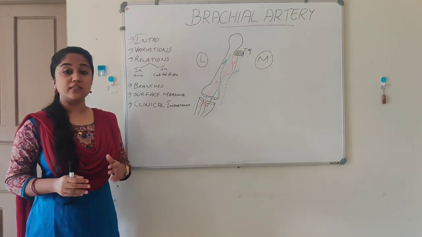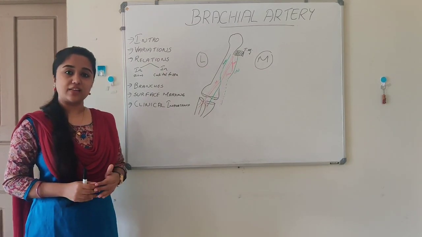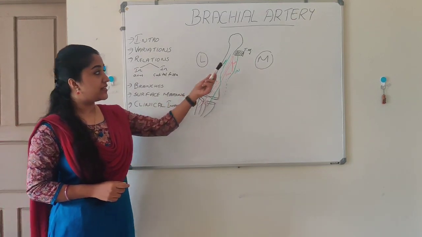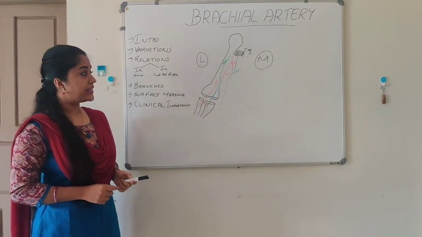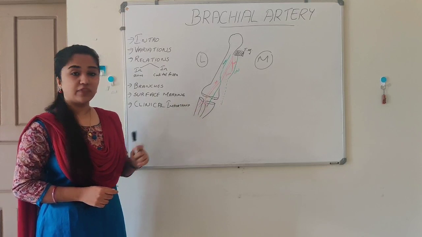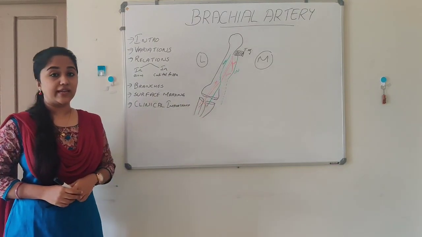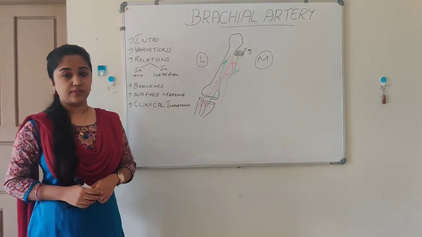The brachial artery is a continuation of the axillary artery at the lower border of teres major muscle, and it terminates at the level of the neck of radius into radial and ulnar arteries.